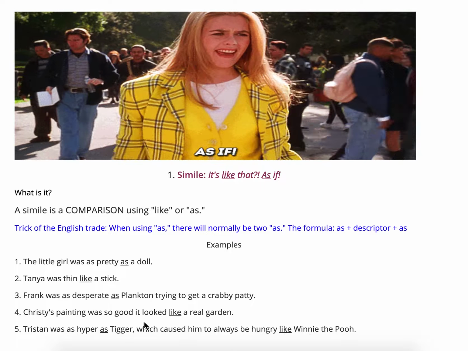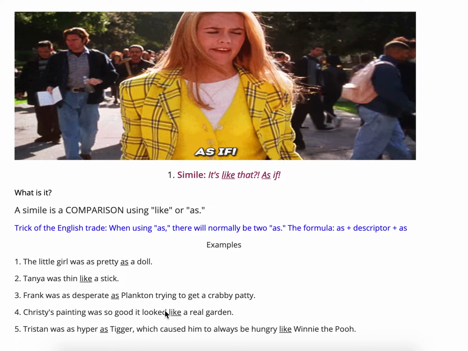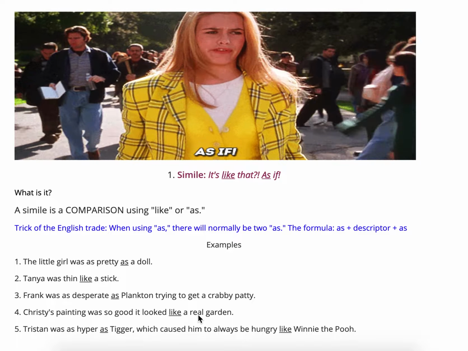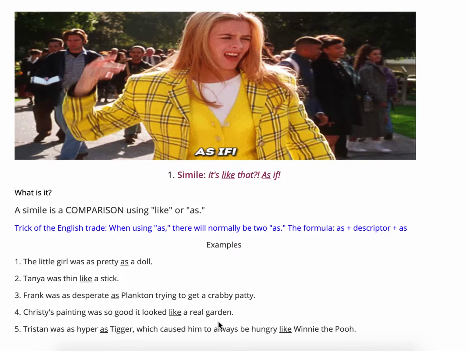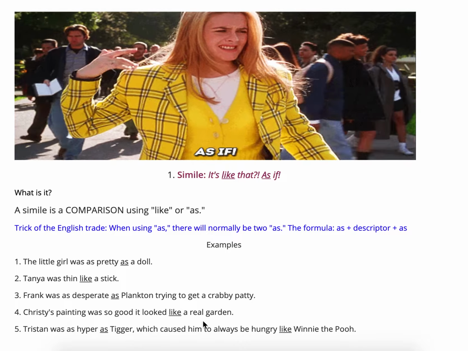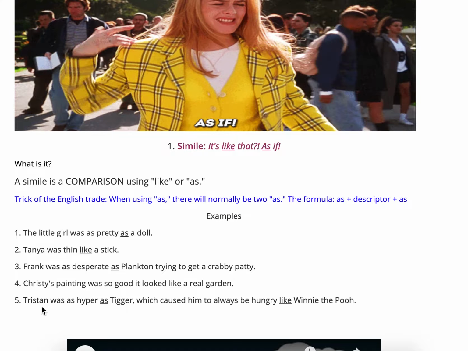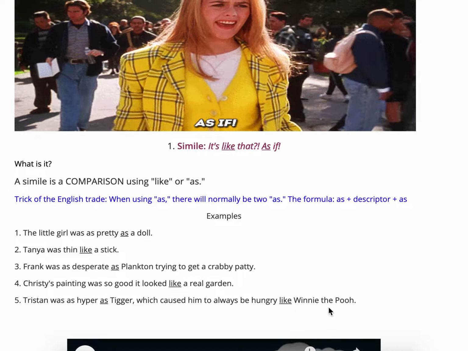Christie's painting was so good it looked like a real garden. So here the simile is with like, and it's comparing the actual painting to a garden. So what do we know? That means that the painting is more like a garden. It's most likely of a garden, okay? So Tristan was as hyper as Tigger, which caused him to always be hungry like Winnie the Pooh.